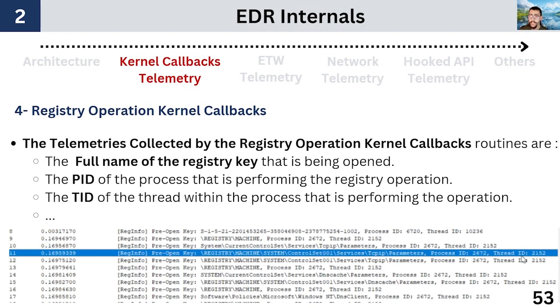When a registry operation kernel callback is triggered, it collects critical telemetry about the registry operation, including the full name of the registry key, the PID of the process performing the registry operation, and the TID of the thread within the process performing the operation. The collected telemetry allows security solutions to monitor registry operations in real time and detect techniques like registry-based persistence, privilege escalation, and malware configuration changes.